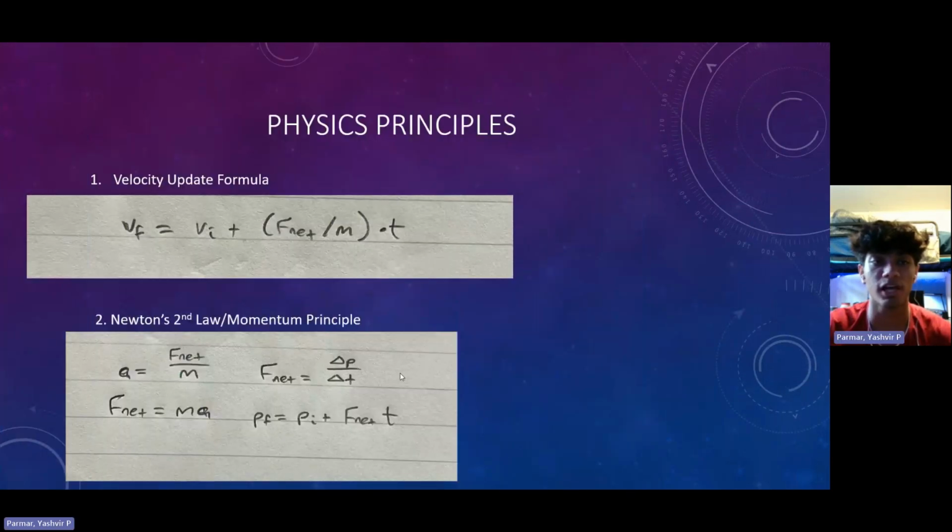So the physics principles used in this lab, we obviously have the position update formula, which is r_f equals r_i plus v_average times t, but velocity will be changing in this formula, so we won't be focusing on that as much. The ones we'll be focusing on are the velocity update formula, which is v_final equals v_initial plus F_net over m times t, and Newton's second law and momentum principle, which can be written in any of these ways.